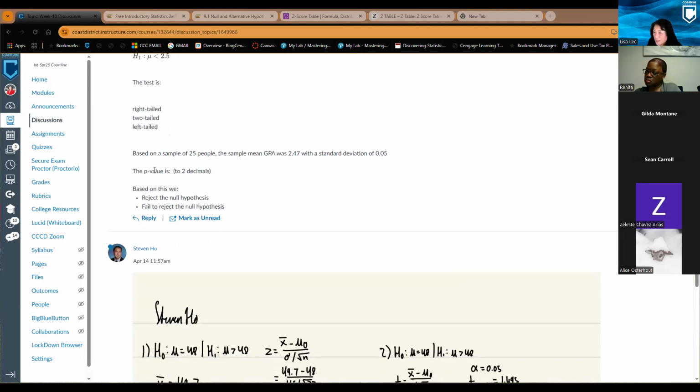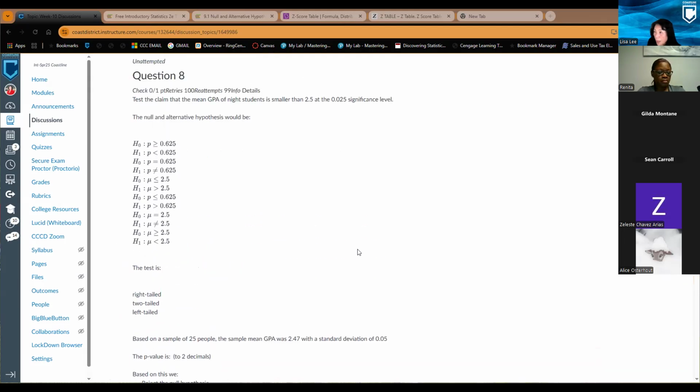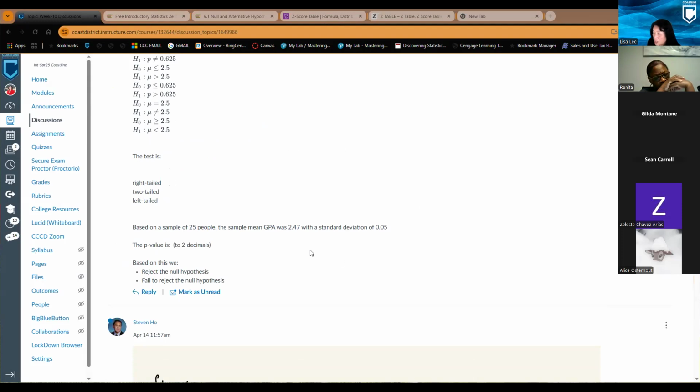Then the next one is asking you, based on a sample of 25 people, the sample mean GPA was 2.47 with a standard deviation of 0.05. Oh, what's the p-value? Okay. And for this problem, the problem did not mention anything about the population standard deviation from the beginning to the end. I don't see anything of the sigma, the population standard deviation. So we have to use a t-test, okay? If you don't have the sigma, use a t-test.